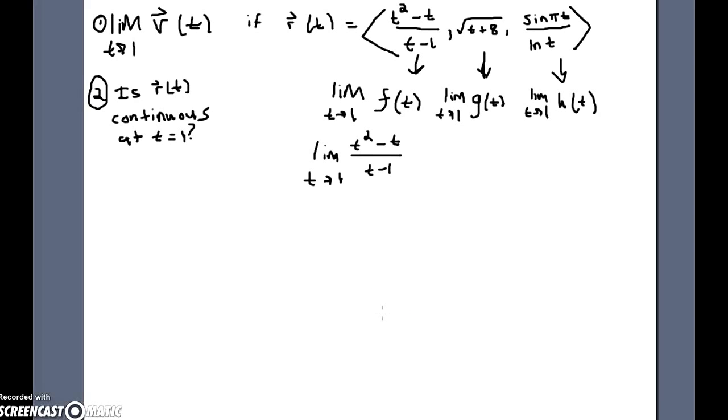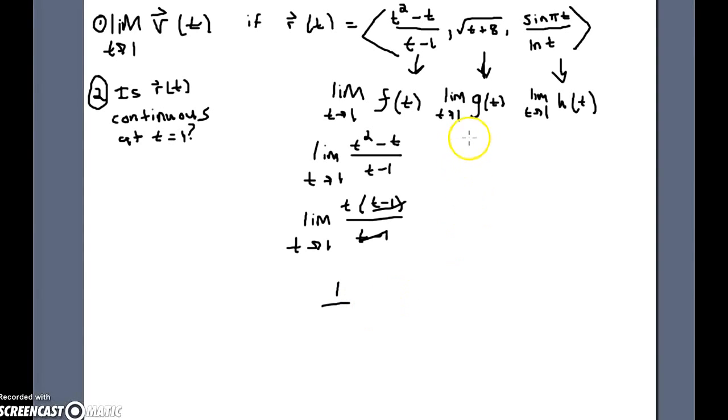So if we look at the numerator right here, we will notice that each term has a t in it. So let's factor out a t. So in the numerator, then I get t times the quantity t minus 1 over t minus 1. The t minus 1's cancel, and so I'm left with t, and I plug in 1. Then the limit of the x component becomes 1.